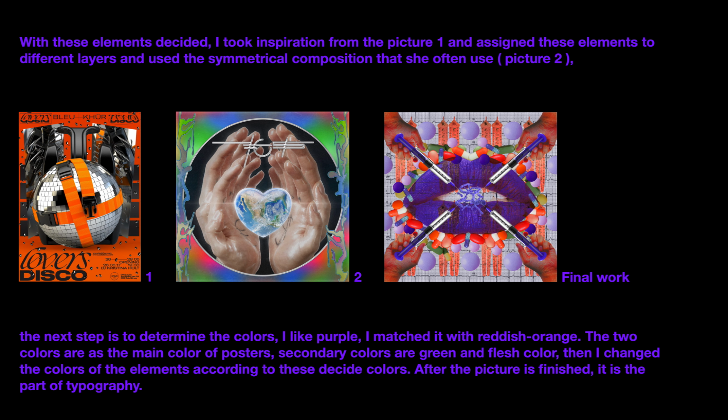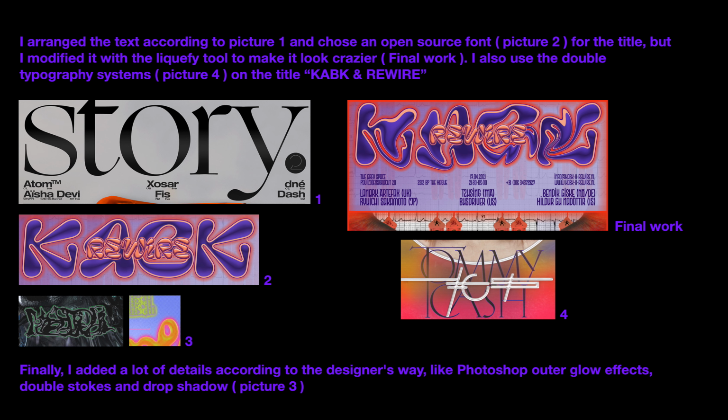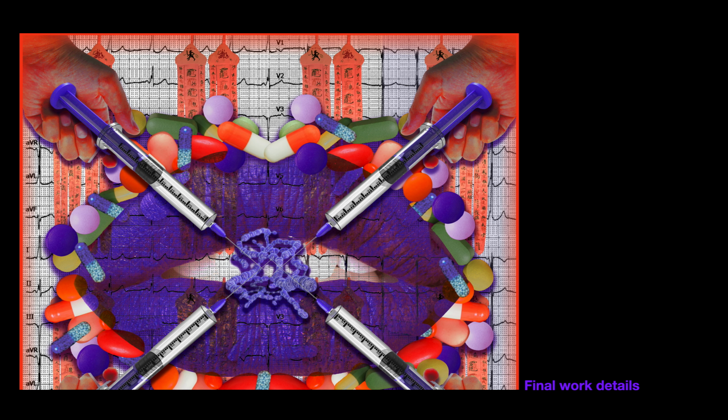And then, when the elements were decided, I started to determine the colors. I like purple, so I matched it with reddish orange, and then I chose green and flash color as secondary colors. And for the typography and typeface, I also used Christina's way to add details to them, like outer glow and triple strokes.